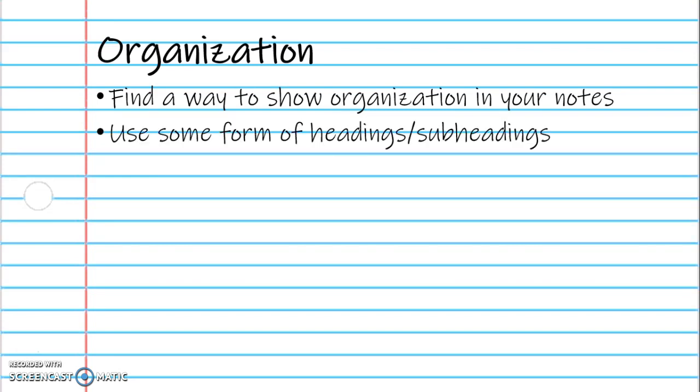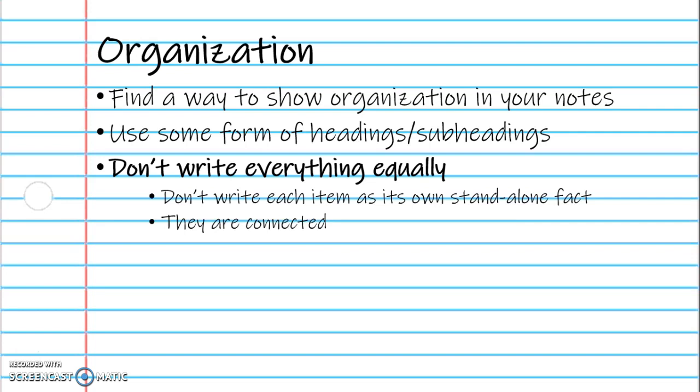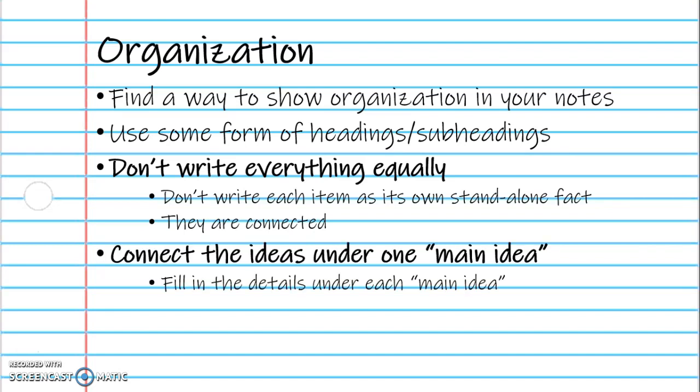You need to find some way of demonstrating headings and subheadings. What this means is that you cannot write everything equally. What do I mean by this? Writing everything equally is writing each item as its own standalone fact, each item as a fact that is isolated from everything else. You cannot do this in a history class. The ideas are connected. You need to be able to show the connection between the ideas to help yourself succeed in the class. You need to find a way to connect the ideas under one main idea and then fill in the details under each main idea.